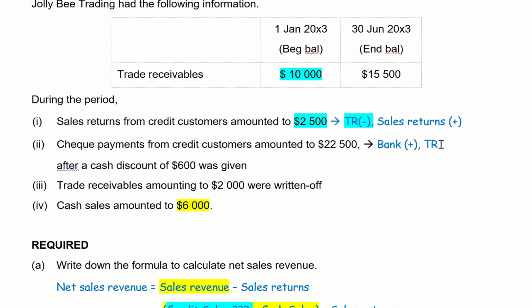Now, when your credit customer pays you, do they owe you more money or less money? That's right, they owe you less money. That's why we are going to record trade receivables minus $22,500. Why? Because they have paid you a check which you have deposited in your bank account.